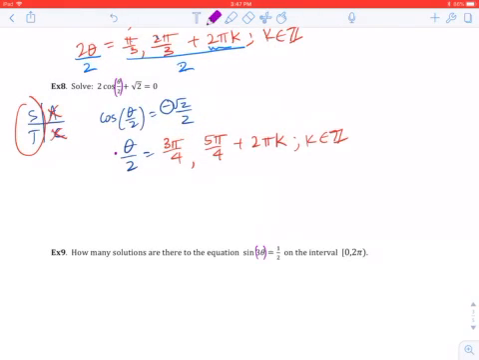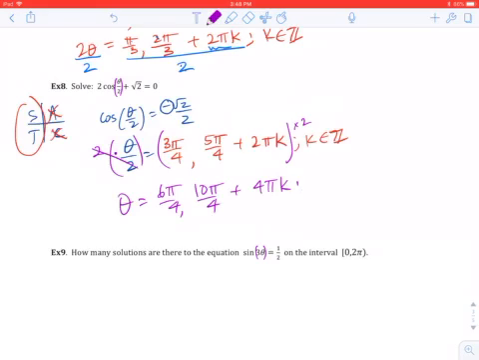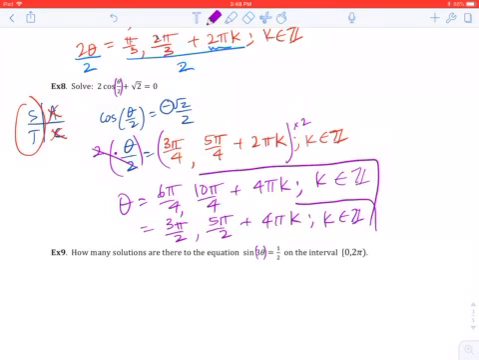But this time, instead of dividing each side by 2, we need to multiply each side by 2. So our final solution for theta is 6 pi over 4 and 10 pi over 4 plus 4 pi k, where k is an element of the integers. Now, do you have to leave it at 6 pi over 4, 10 pi over 4? No, if you did the math in your head and you wanted to write 3 pi over 2 and 5 pi over 2, that is also fine. But you must have 4 pi k, and you must tell us and define what k is. So either of these answers are fine.